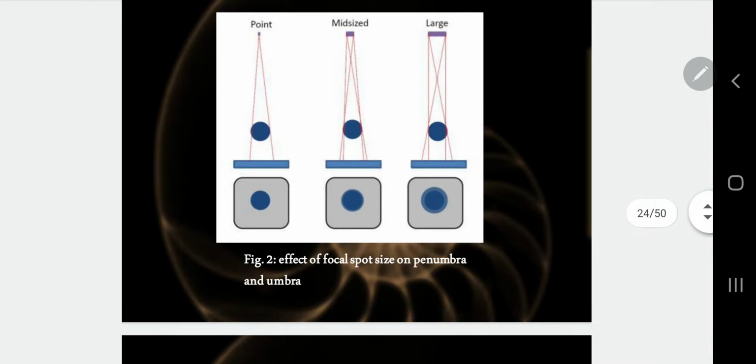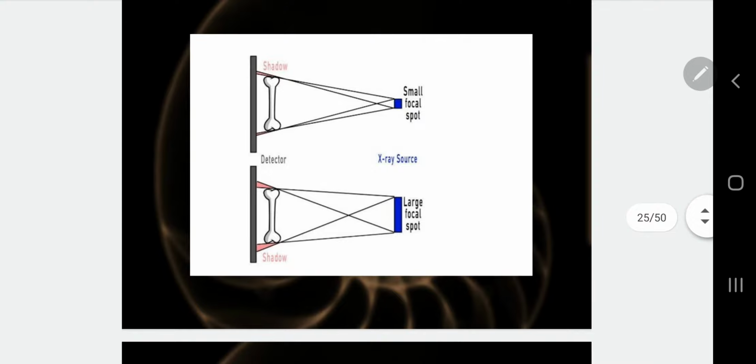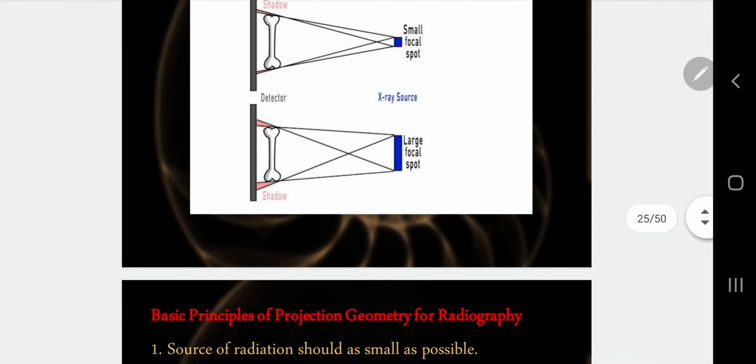As we see in this diagram, when the focal spot is a point, there is no appearance of penumbra. A small focal spot gives a small amount of penumbra. A large focal spot size gives a large amount of penumbra. Also, this figure shows the relation between the penumbra and the size of the focal spot.